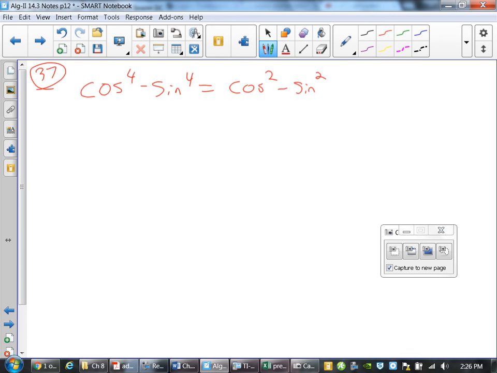37. Cosine to the fourth minus sine to the fourth, we want it to equal cosine squared minus sine squared. Well, is the first term a perfect square? Yes. Is the last term a perfect square? Yes. Is that a subtraction symbol? Yes. What are your two terms? Cosine squared plus sine squared.